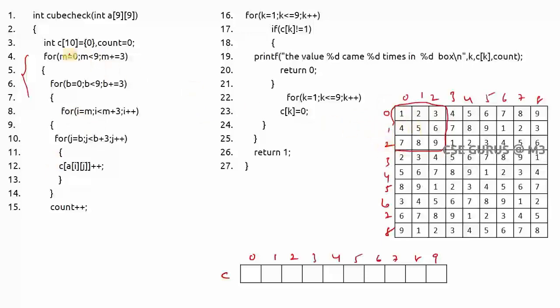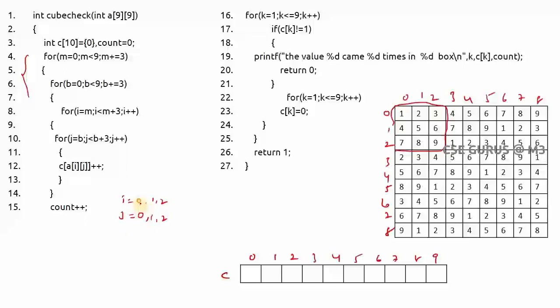So we'll see how it will be executed. The initial m value is 0, and the initial b value is 0. So i starts from m, which is 0, and j starts from b, which is 0. i starts from 0 and goes to i less than 3, which means it goes up to 2. j also starts from 0 up to 3. j less than 3 means it goes up to 2.